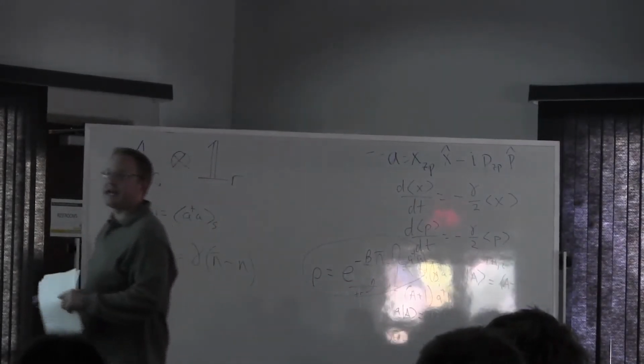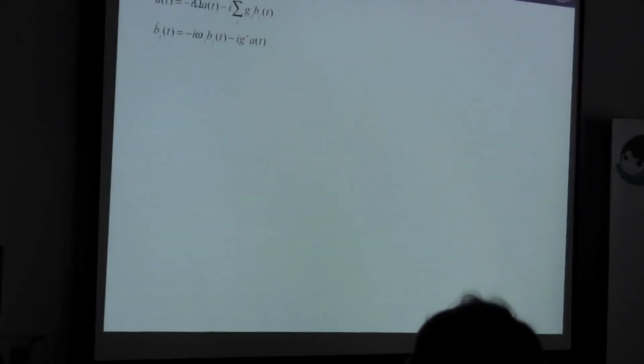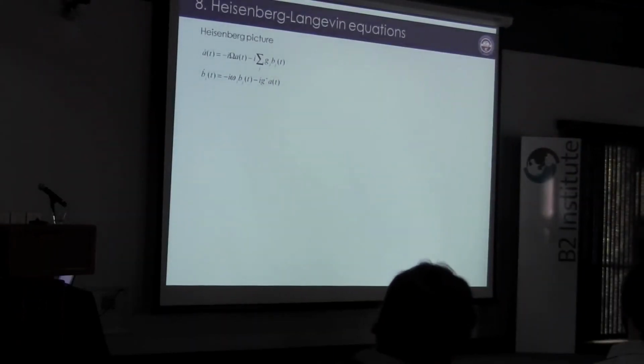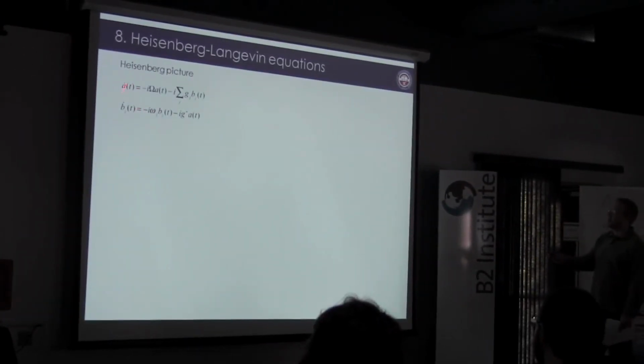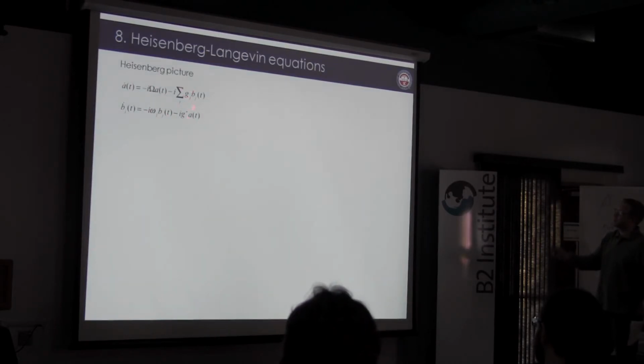Now, that was a density matrix equation. What if I prefer to work in the Heisenberg picture with operators? Well, I can go back to that original system reservoir Hamiltonian, and I can work out the Heisenberg equations of motion for the operators A and all the operators B. So you get just the free evolution of A, the free evolution of each of the B's, and then we get these coupling terms due to the interaction.